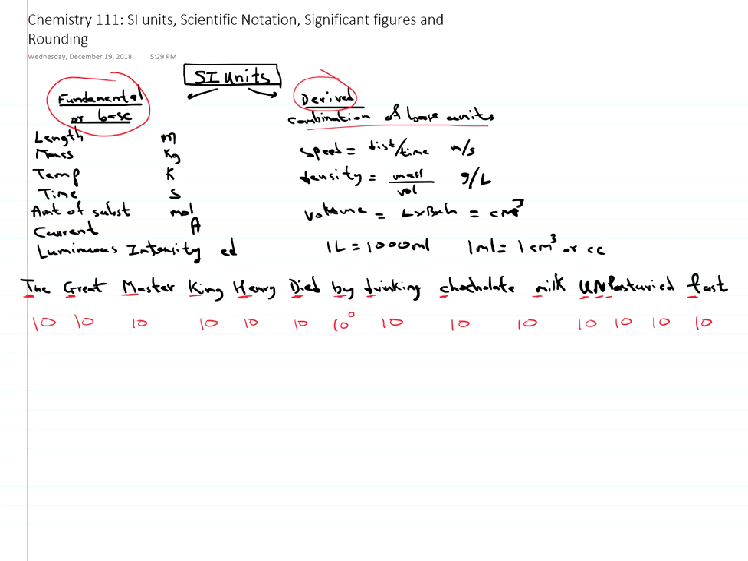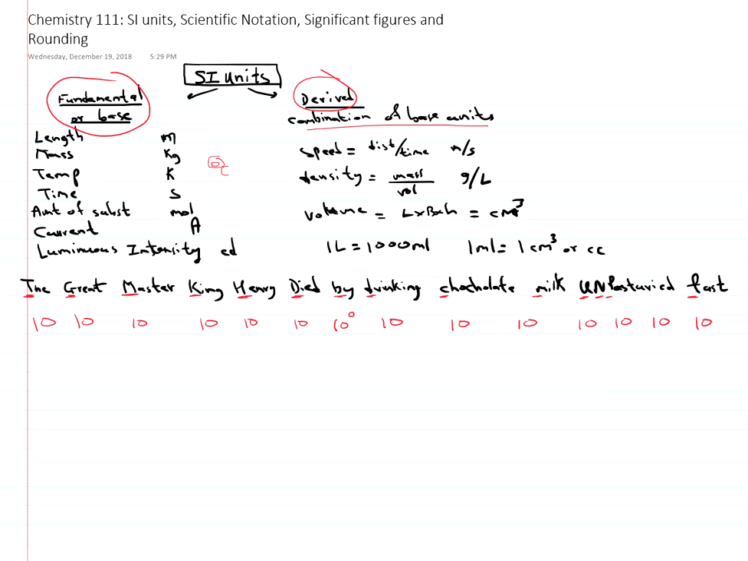There are 7 base units: length, mass, temperature, time, amount of substance, current, and luminous intensity. For length, the base unit is meter, mass is kilogram, temperature is Kelvin. An important point on this is that temperature in centigrade is written with a degree symbol, whereas in the case of Kelvin you do not write the degree symbol.